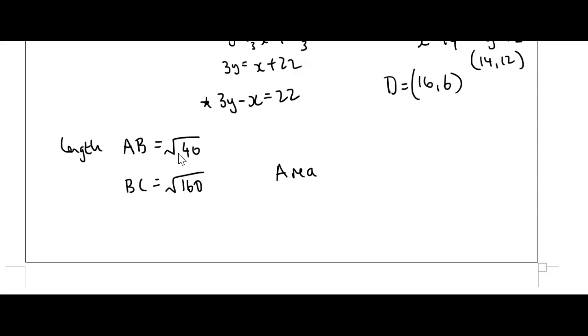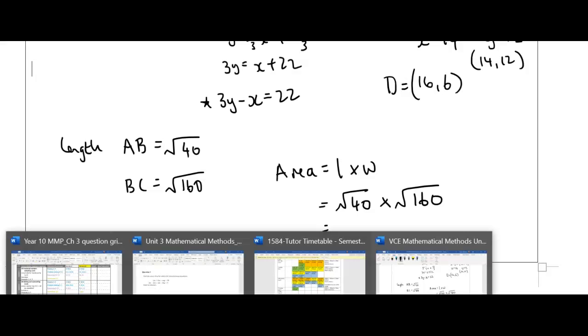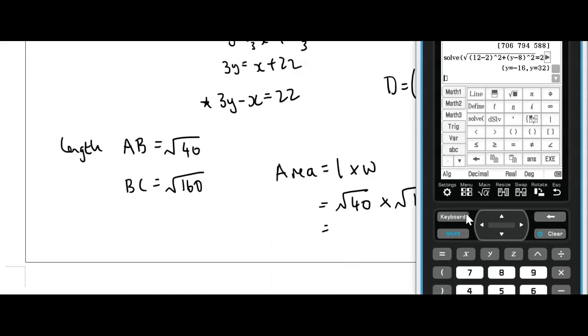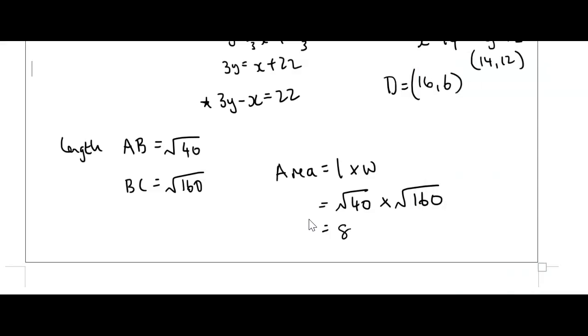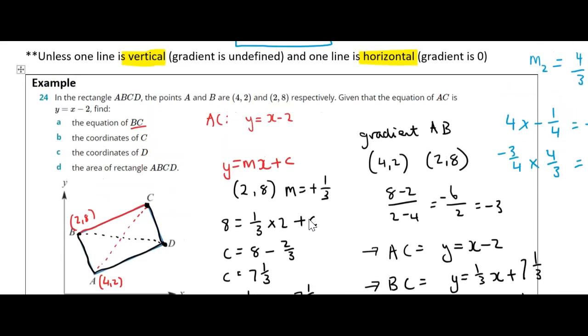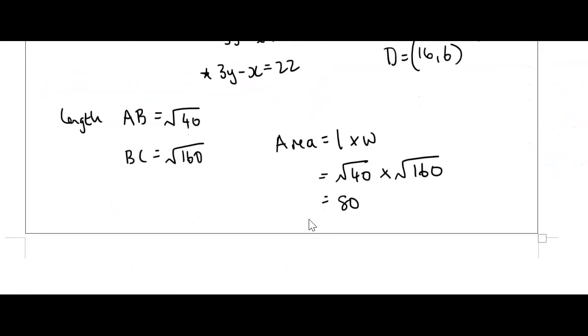Now if we're doing the area, remember the area of a rectangle is just length times width. So it's going to be square root of 40 times the square root of 160. You could simplify those surds. If I was doing this by hand, I would simplify the surds and then do the multiplication, but I'm just going to do it on the calculator just to save time. So square root of 40 times the square root of 160, and the answer is 80. Now I don't think it's given us units. Units squared, 80 square units.